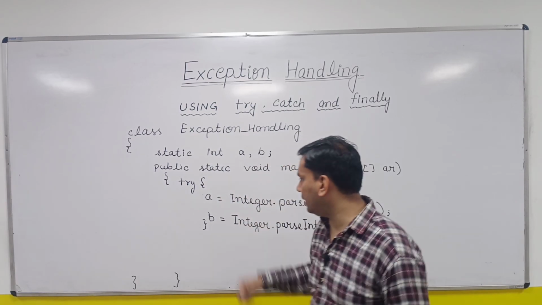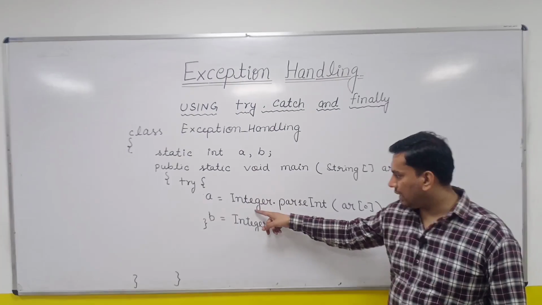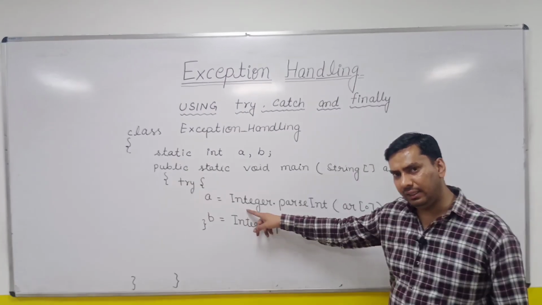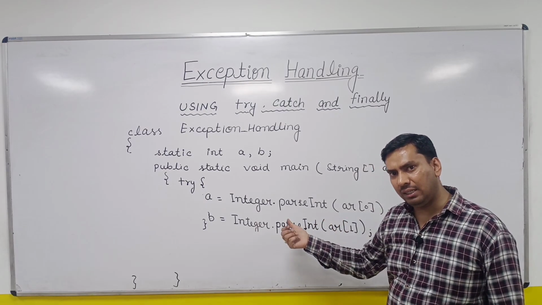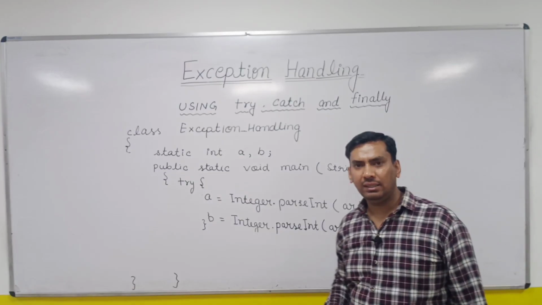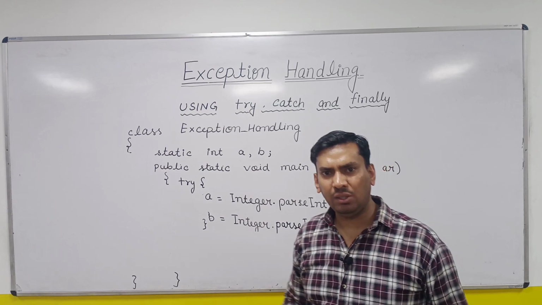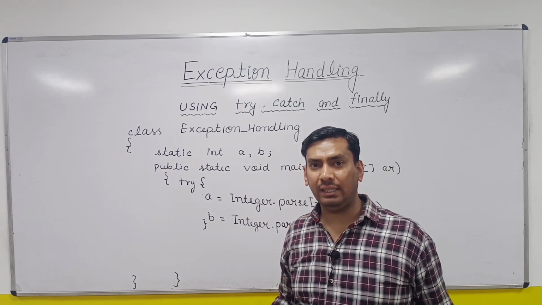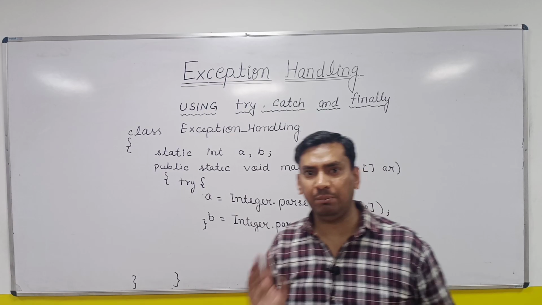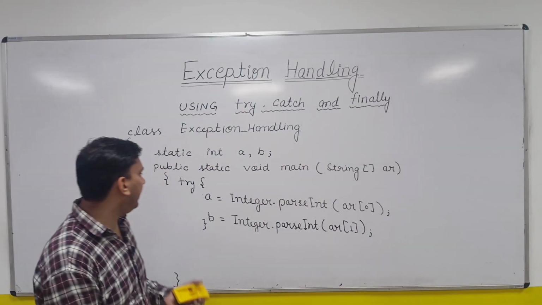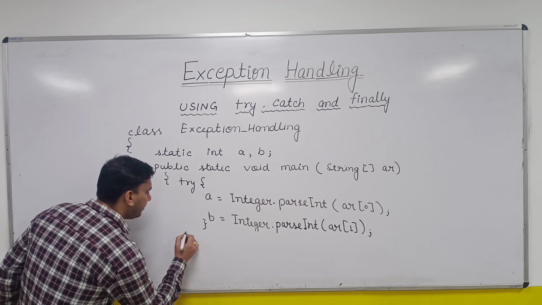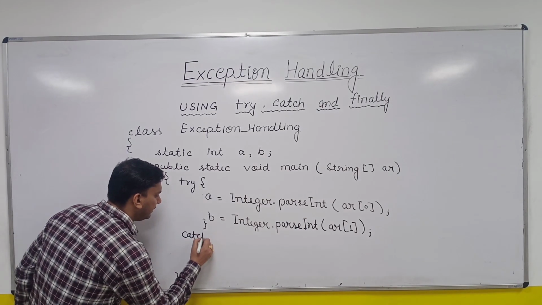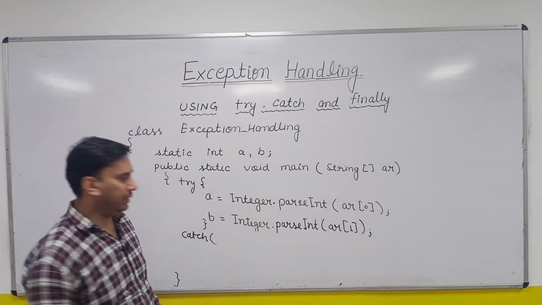For example, in this case we have two statements reading two inputs. There are two problems possible. One is number format exception, the second one is array index out of bounds exception. So what kind of solution do you want to write? I'll talk about the plan B now. Let's say some exception occurred in the first line or second line. So what do you want to do? You will write a catch block because you are interested in handling the exception.